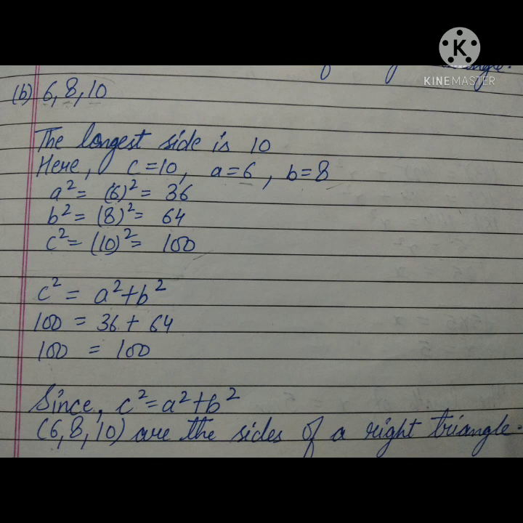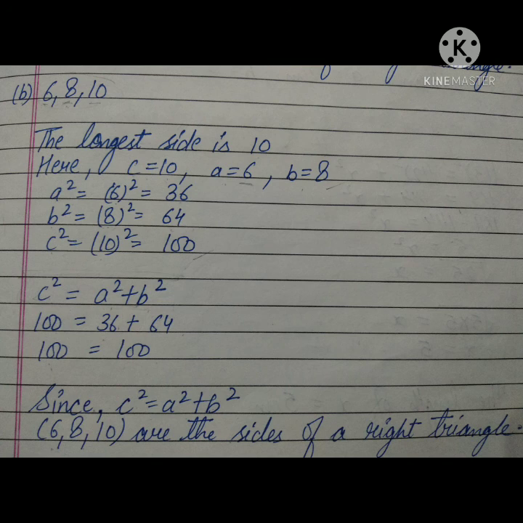So A square is 6 squared, which is 36. B square, 8 times 8 is 64. So C square is 10 squared, 10 times 10 is 100. So C square is equivalent to A square plus B square. So 100 is equivalent to 36 plus 64. 100 is equivalent to 100.